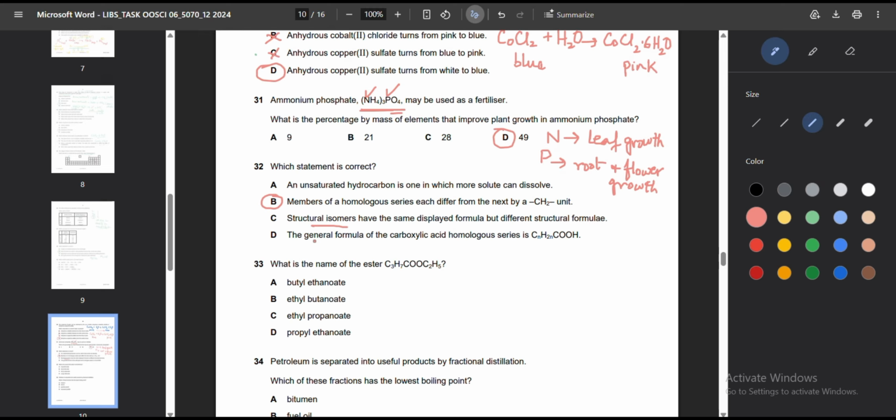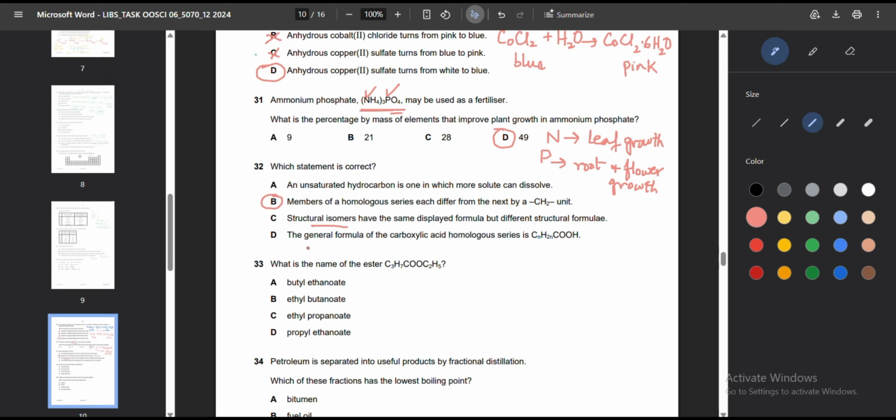And if the displayed, or you can say the structural formula is the same, then they are not isomers. For example, butane has two structural isomers. One is a straight chain, n-butane. The other one is branch chain, that is 2-methylpropane. So the structural isomers have same molecular formula but different structural formulas.